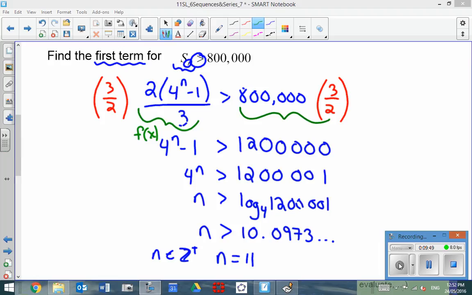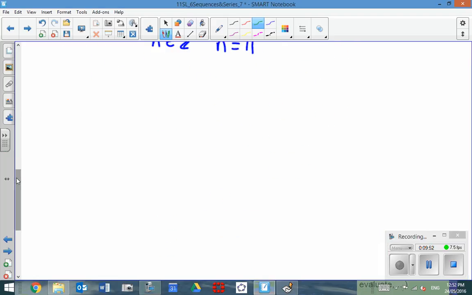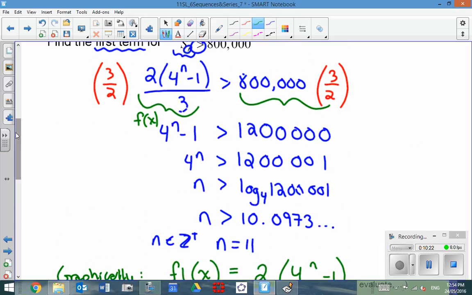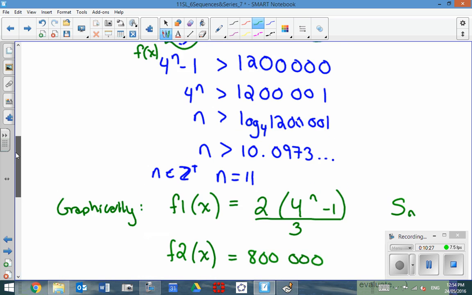So let's go ahead and use our calculator to graphically solve this equation. Setting up our calculator to put in our first function as 2 times 4 to the n minus 1 divided by 3, since that's my S of n formula. And then my second function would be 800,000, and I'm looking for the intersection. Once I find the intersection, I'll want to find when this 800,000 is less than this series formula. So let's go ahead to our calculator and put both of those in and see what we find.